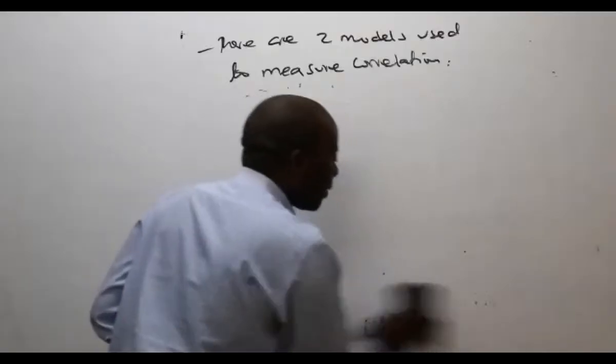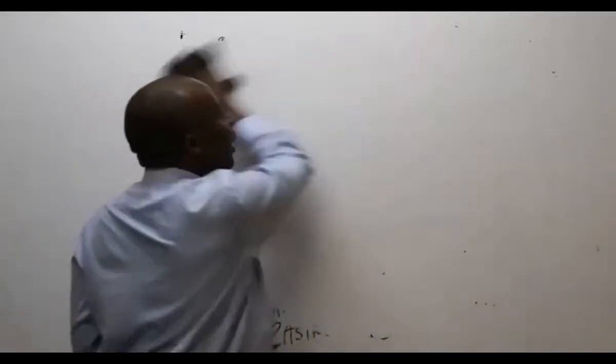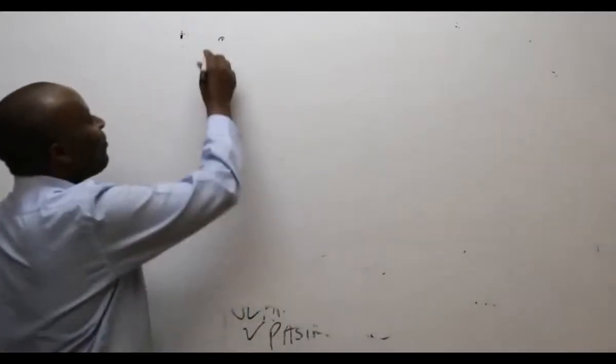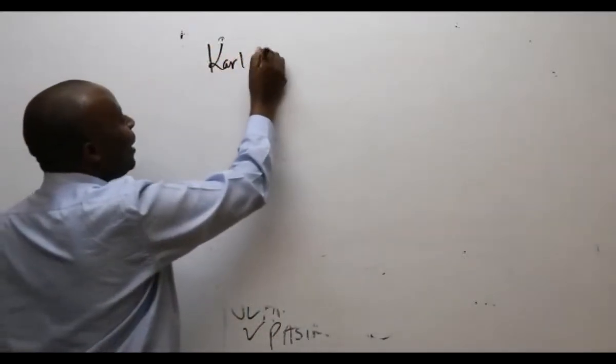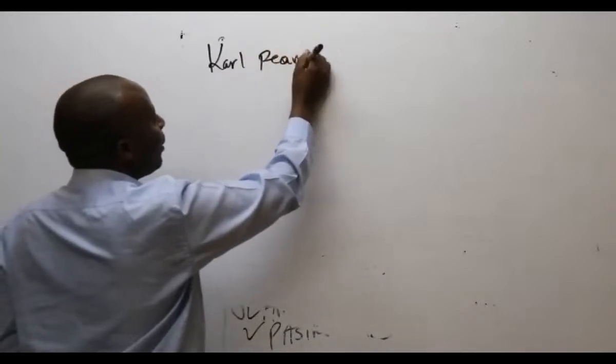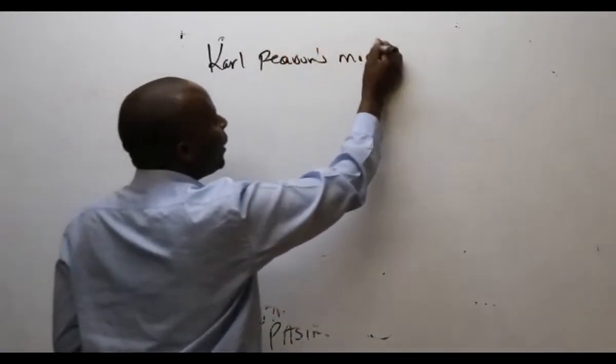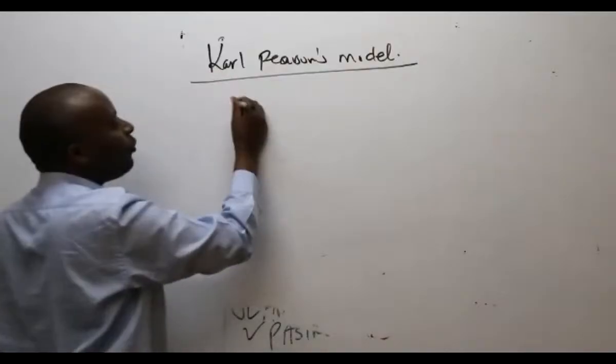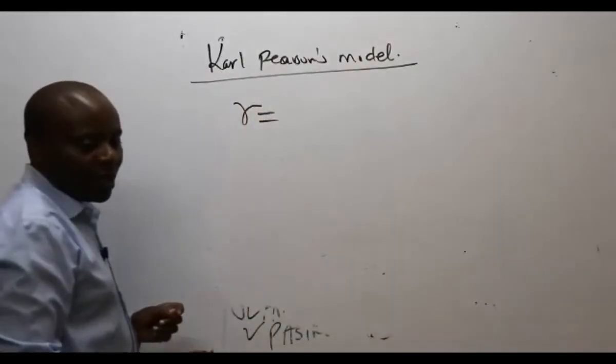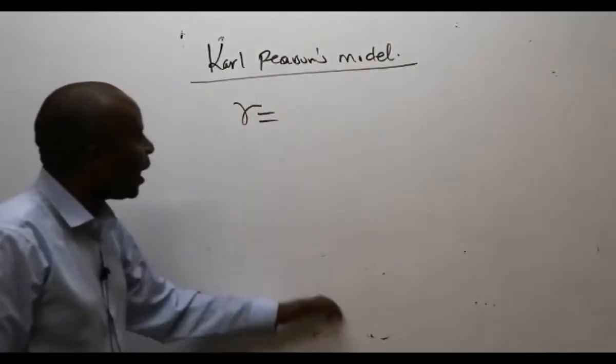So Karl Pearson's model, what do we have here for Karl Pearson's model? Ladies and gentlemen, I need to know the formula of getting R.